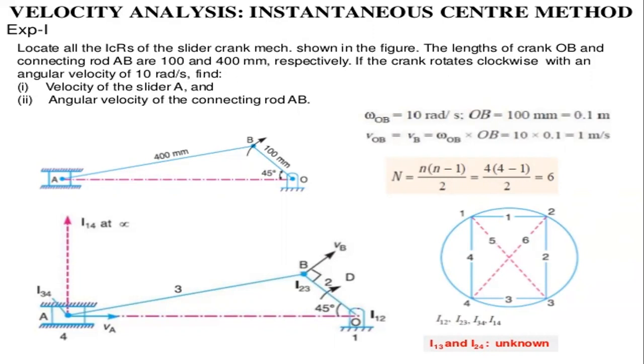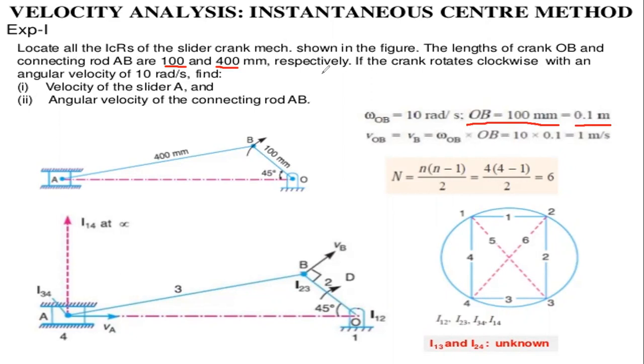First of all, let's see the inputs given. Locate all the instantaneous centers of the slider crank mechanism. The lengths of the crank OB and connecting rod AB are 100 mm and 400 mm respectively. So this 100 mm is the length of OB, the crank. The crank length is 100 mm, and I am converting it to meters, that is 0.1 meters.